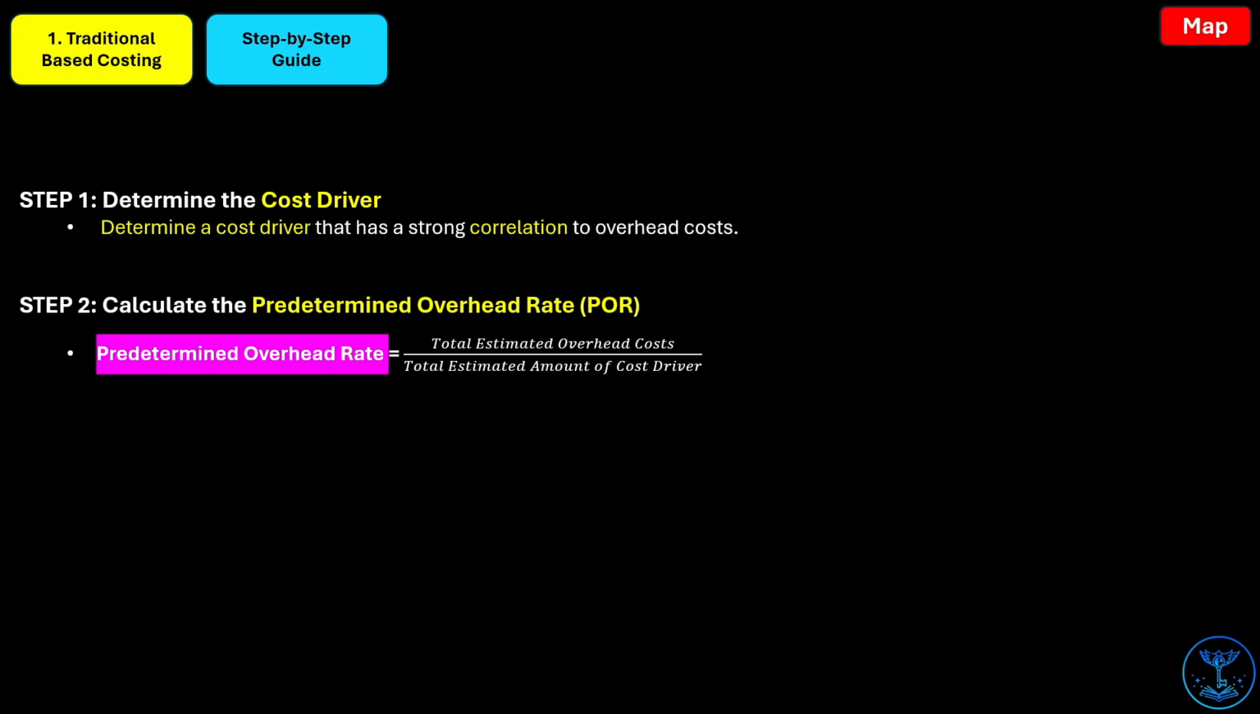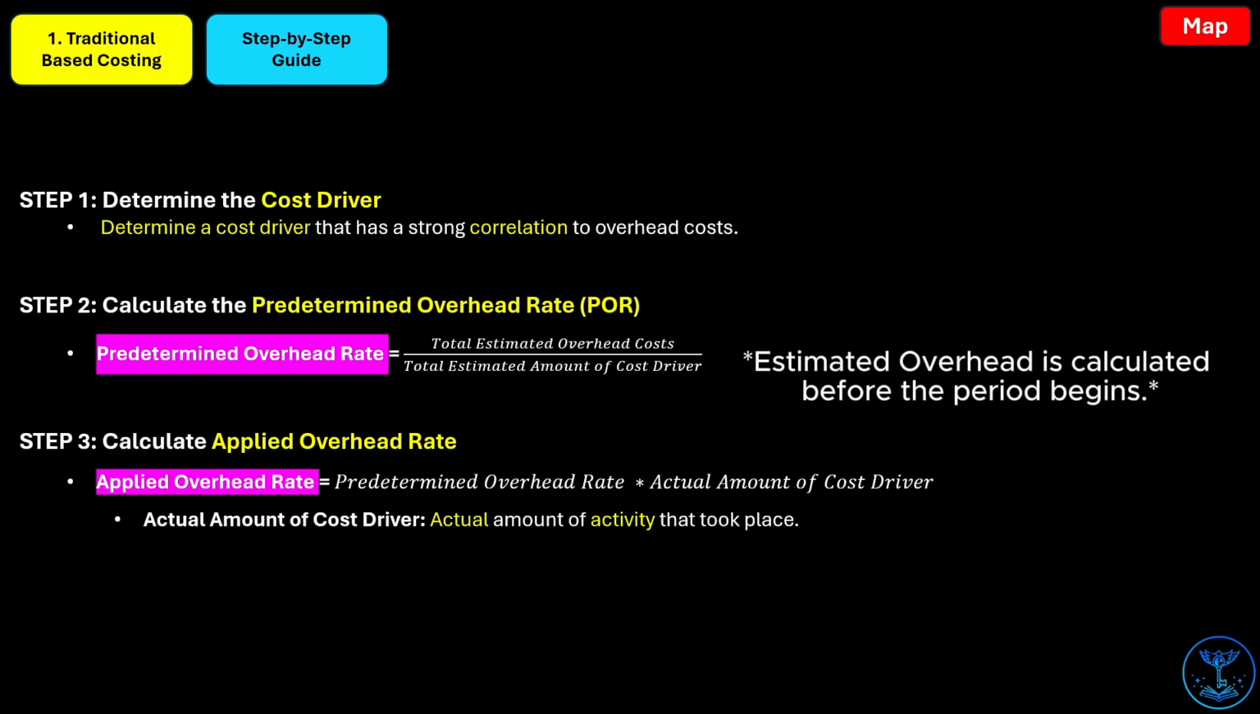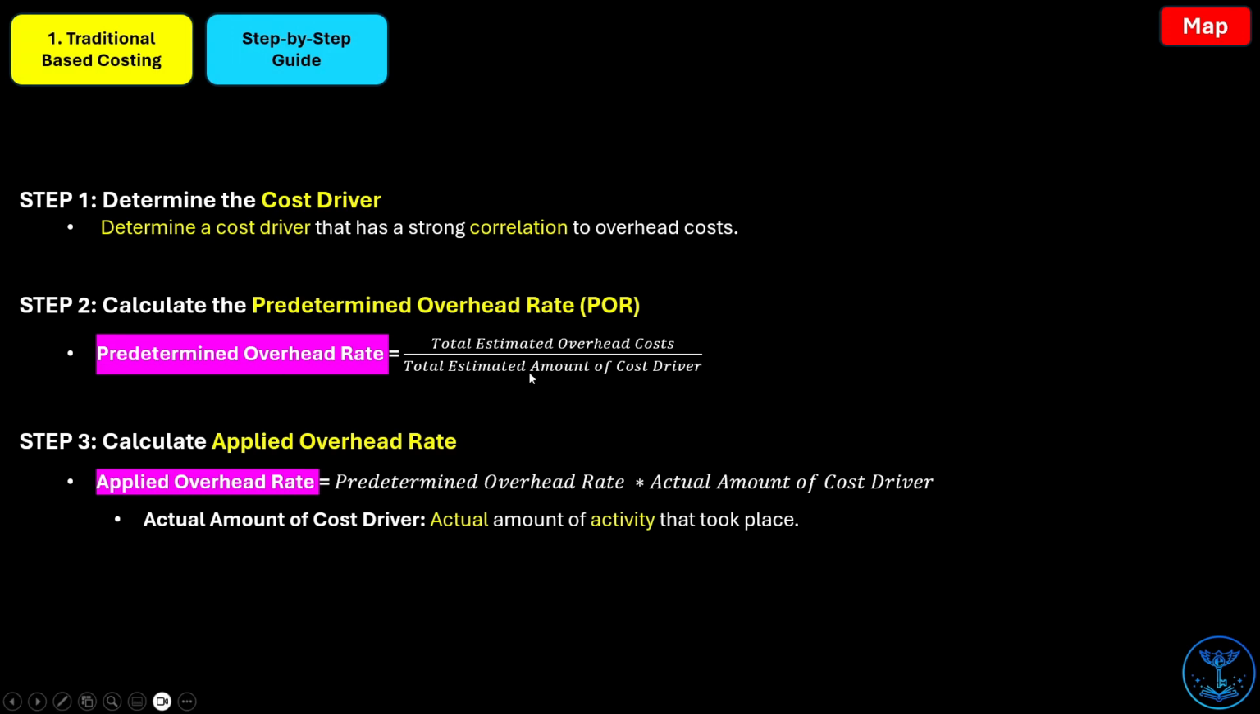So this is pretty easy. Usually they'll give you your estimated overhead cost, and all you have to do is find the amount for the cost driver. Like we said before, if it's direct labor, we just try to find the amount of direct labor used for this activity, and then we divide the estimated overhead cost by that. And in step three, we want to apply or find the applied overhead. The applied overhead is equal to your predetermined overhead rate times the actual amount of cost driver. The actual amount of the cost driver is the actual amount of activity that took place. In the predetermined rate, it's an estimated amount. So we may have estimated, and then at the end, we find our actual by applying the overhead rate.